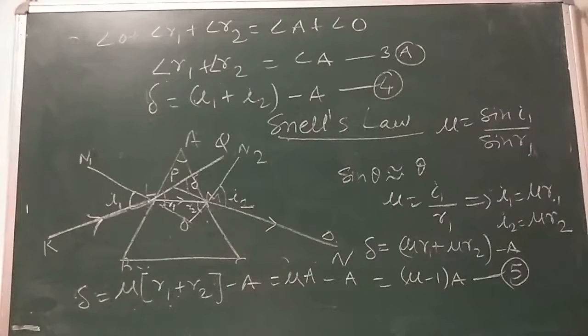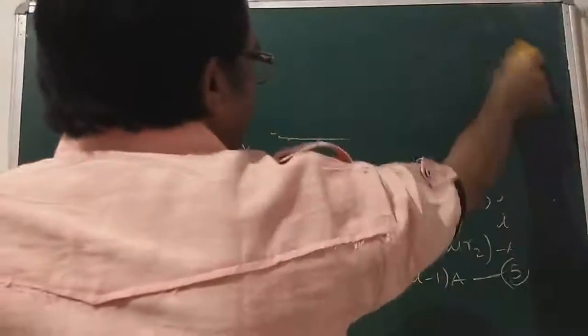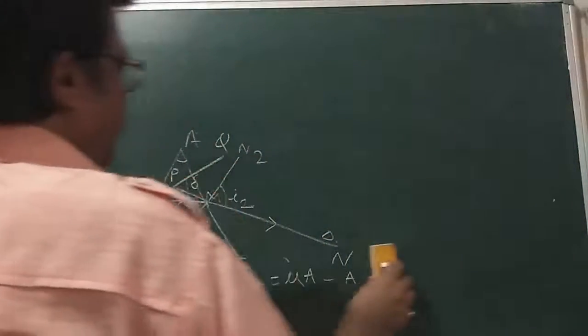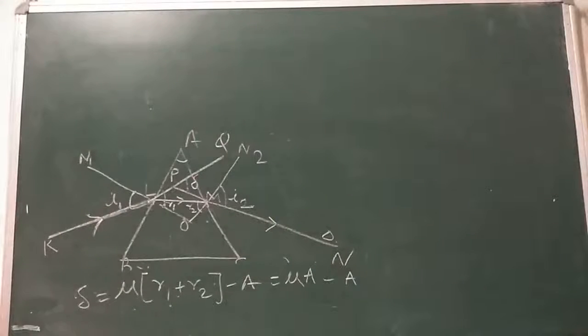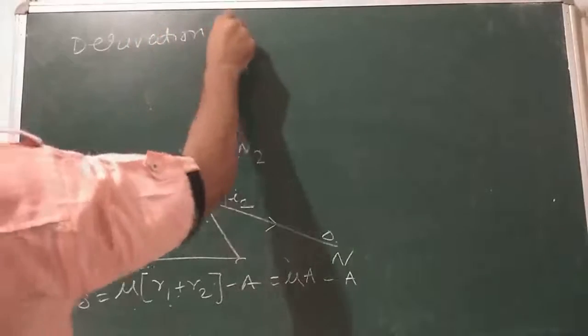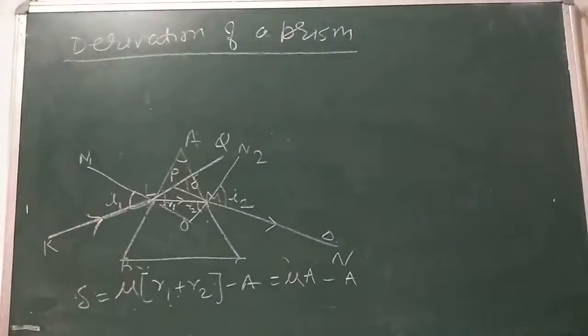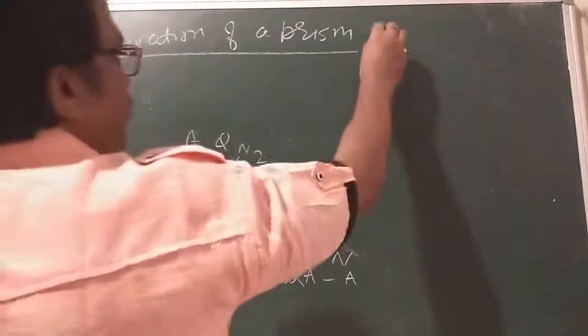Now we are going to see what our prism formula is. So dear children, our problem is to derive the prism formula here. For that, derivation of a prism formula, derivation of a prism formula here. Derivation of a prism formula we are going to learn.